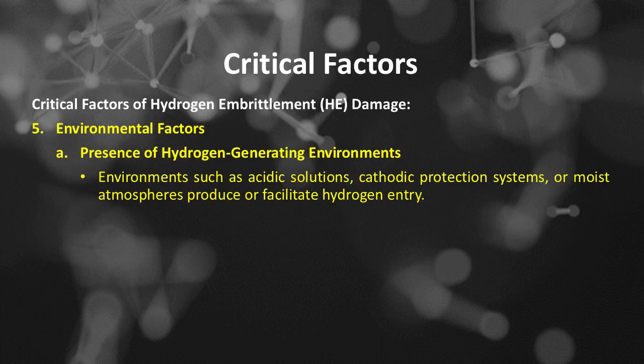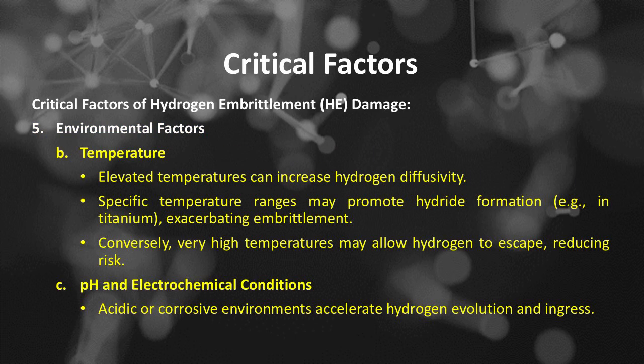Critical factors of hydrogen embrittlement damage. Number 5 is environmental factors, which includes, number A, presence of hydrogen-generating environments. Environments such as acidic solutions, cathodic protection systems, or moist atmospheres produce or facilitate hydrogen entry. Number B of environmental factors is temperature. Elevated temperatures can increase hydrogen diffusivity. Specific temperature ranges may promote hydride formation, e.g., in titanium, exacerbating embrittlement. Conversely, very high temperatures may allow hydrogen to escape, reducing risk. Number C of environmental factors is pH and electrochemical conditions. Acidic or corrosive environments accelerate hydrogen evolution and ingress.